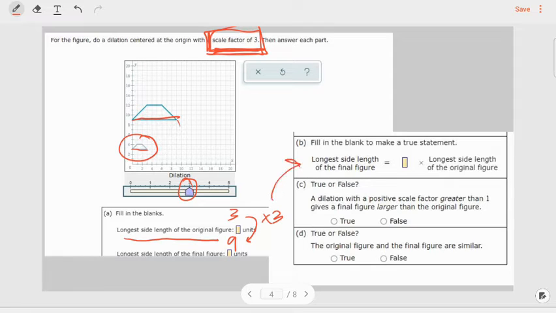So filling out this formula, if I take 3 and I times it by the longest length of my original figure, I get the longest length of my final figure. Okay, next question. A dilation with a positive scale factor, so 3 is positive, greater than 1, 3 is greater than 1, creates a final figure that's larger than the original figure. That's right, my blue shape is larger than my gray. Last question, the original figure and the final figure are similar. True. All dilations produce similar shapes.